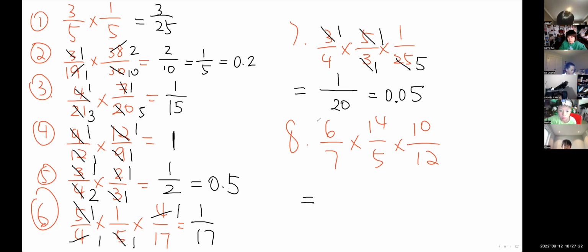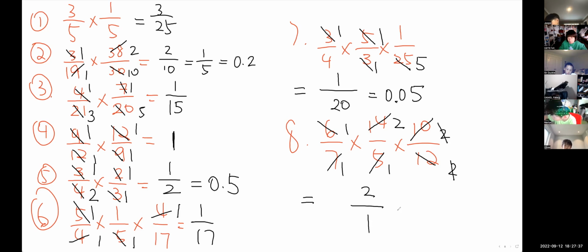Last but not the least, 6 and 12 is 1 and 2 because both of them divided by 6. 10 and 5 divided by 5, 1 and 2. 2 and 2, they're gone. 14 and 7 is 1 and 2. So we have 2 over 1. So the answer is 2. Get it, everybody? Pretty quick.